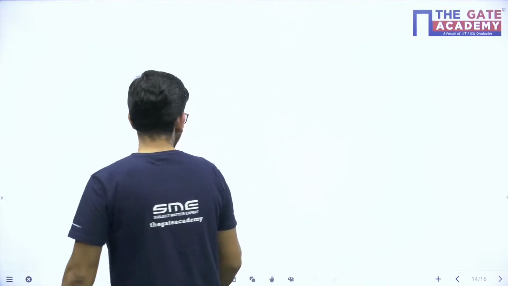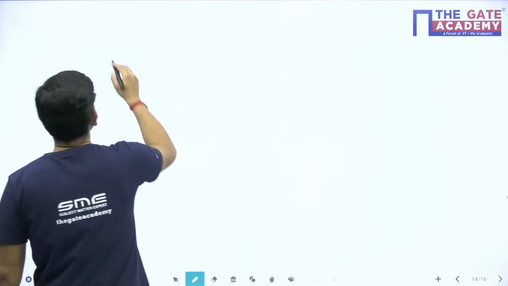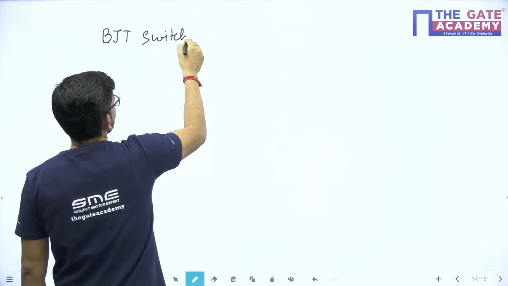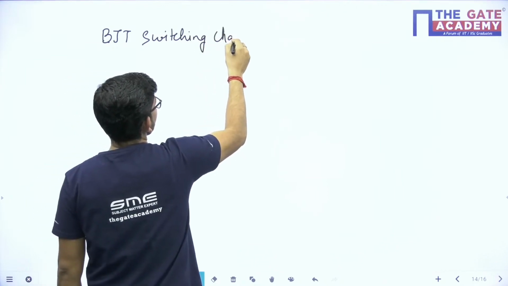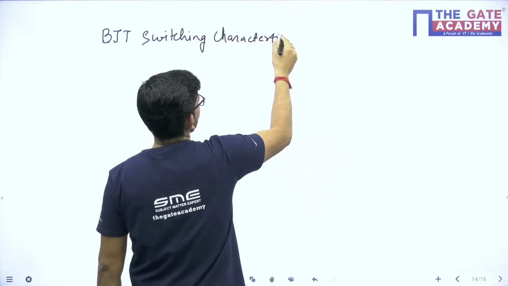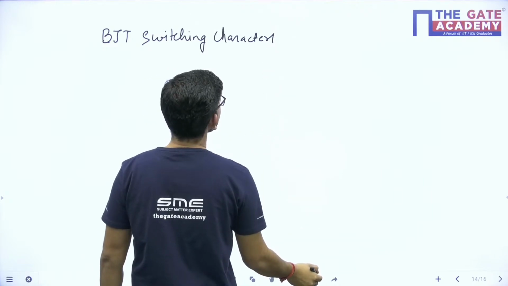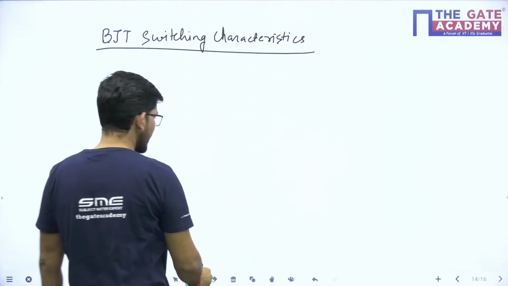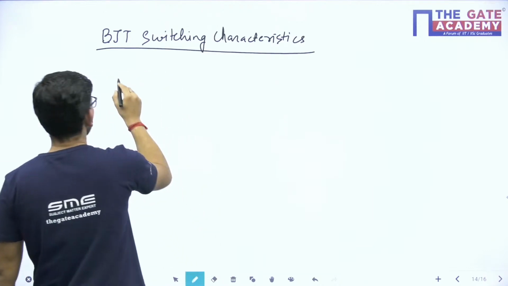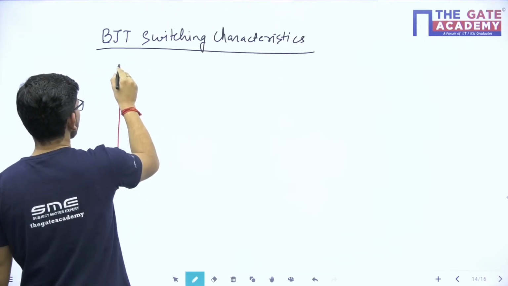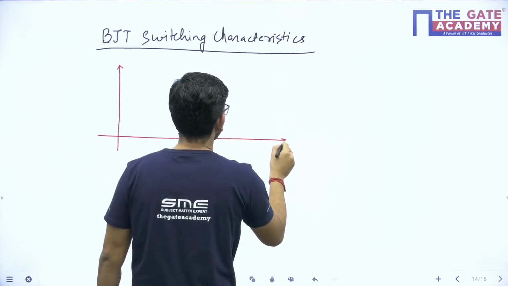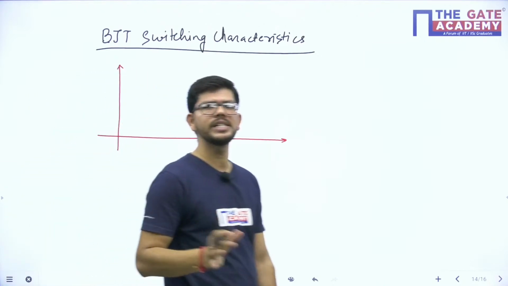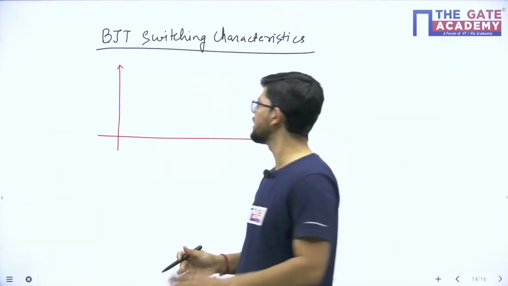After that, let us talk about the BJT switching characteristics, from where we get questions. BJT switching characteristic, and then we will see how to calculate the switching losses, that is, how to calculate the energy loss and power from the switching characteristic. The case will be similar for BJT, MOSFET and IGBT. The same calculation will be done there as well.